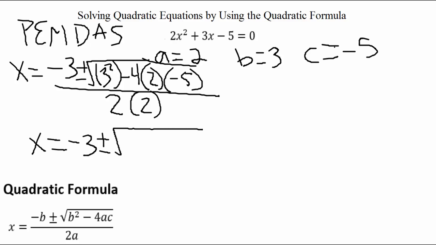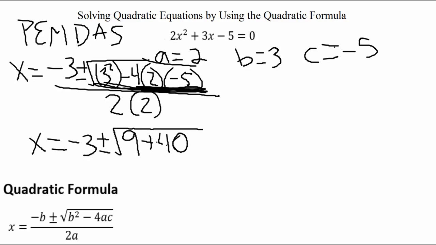So underneath that radical, following order of operations, we would have to take care of exponents first. So we would take care of the 3 squared, which gives us a 9. Then moving on to the rest of it, we can look at this as a -4 times 2 times -5. All of this is being multiplied together. So -4 times 2 is a -8, and then -8 times -5 is a positive 40. So we're going to say plus 40 right there.